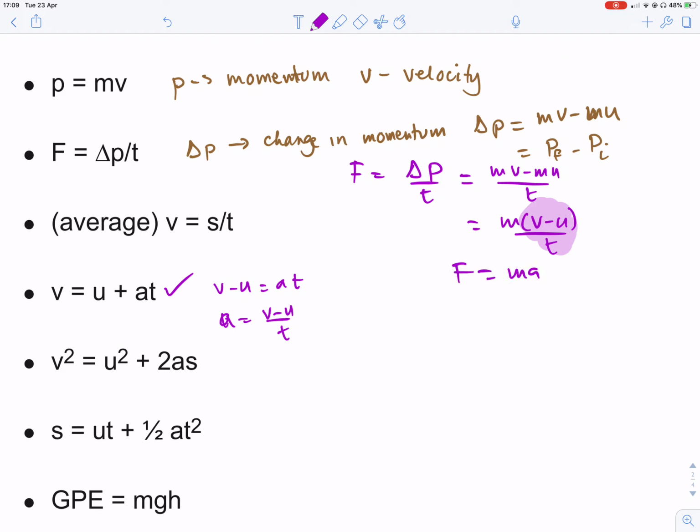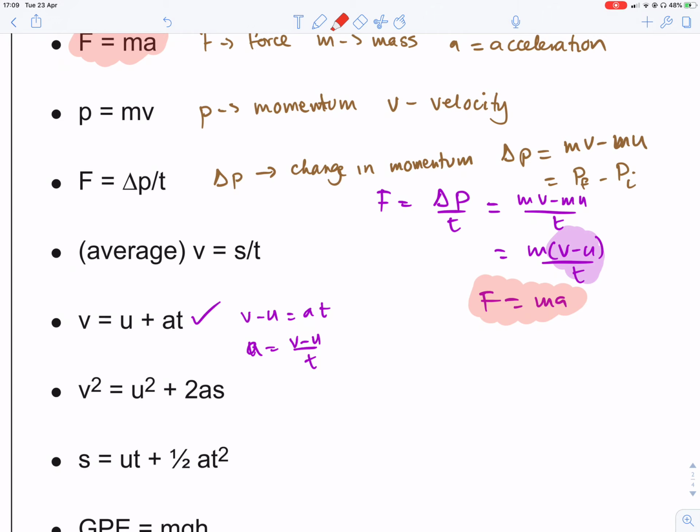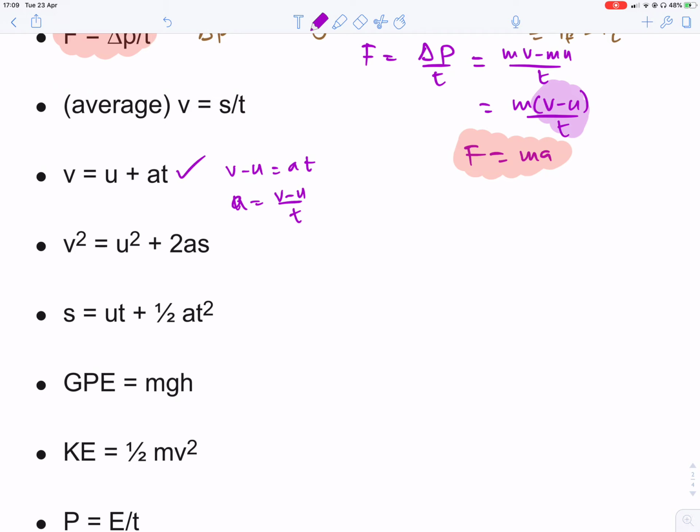So F equals ma. So we can derive the equation for force equals mass times acceleration, which was the first equation, using the equation for the change in momentum. So force is mass times acceleration, or force is change in momentum over time. And this is just the other equation, linear equations.